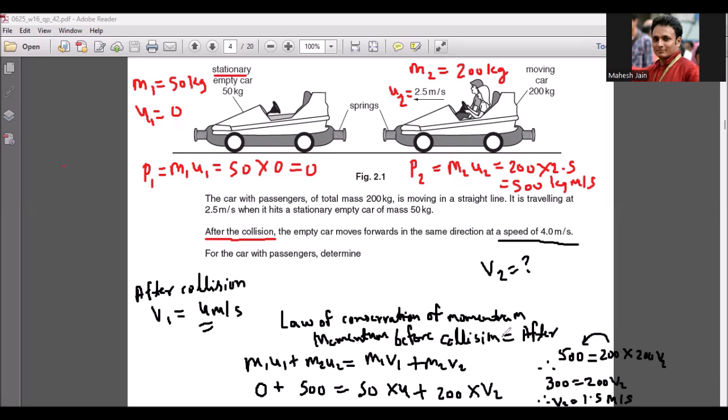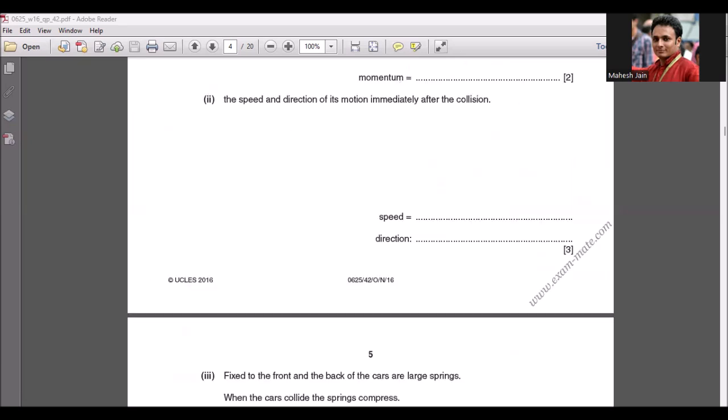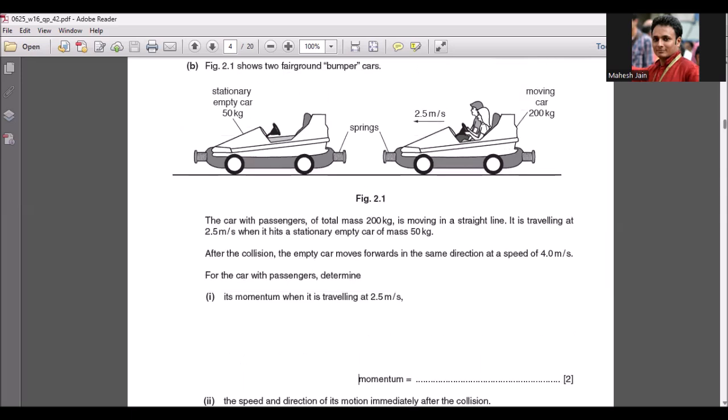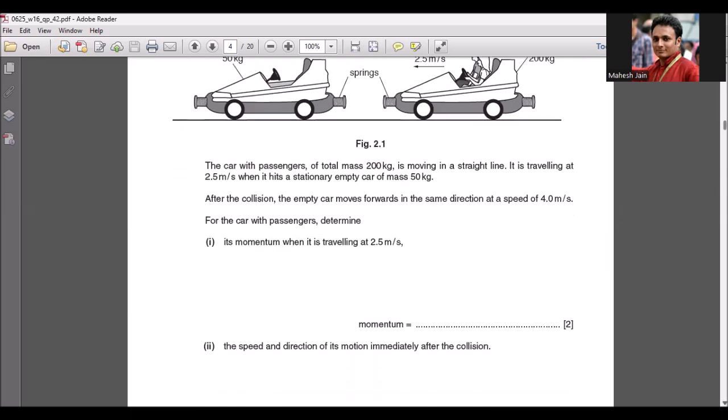So the question was, what is the velocity of the vehicle after the collision? We get the velocity as 1.5 meter per second. You can see the question, I'll show you the question once again. So you can see this is a very interesting question. You have to find the speed of the vehicle after the collision.